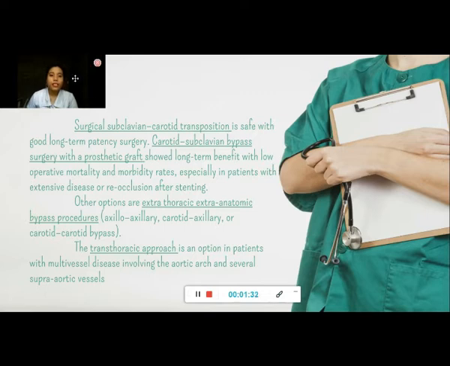Next is open surgery. Surgical subclavian carotid transposition is safe with good long-term patency. Carotid subclavian bypass surgery with prosthetic graft showed long-term benefit with low operative mortality and morbidity rates, especially in patients with extensive disease or reocclusion after stenting. Other options are extrathoracic extra-anatomic bypass such as axillo-axillary, carotid axillary, or carotid bypass. The transthoracic approach is an option in patients with multi-vessel disease involving the aortic arch and several supra-aortic vessels.